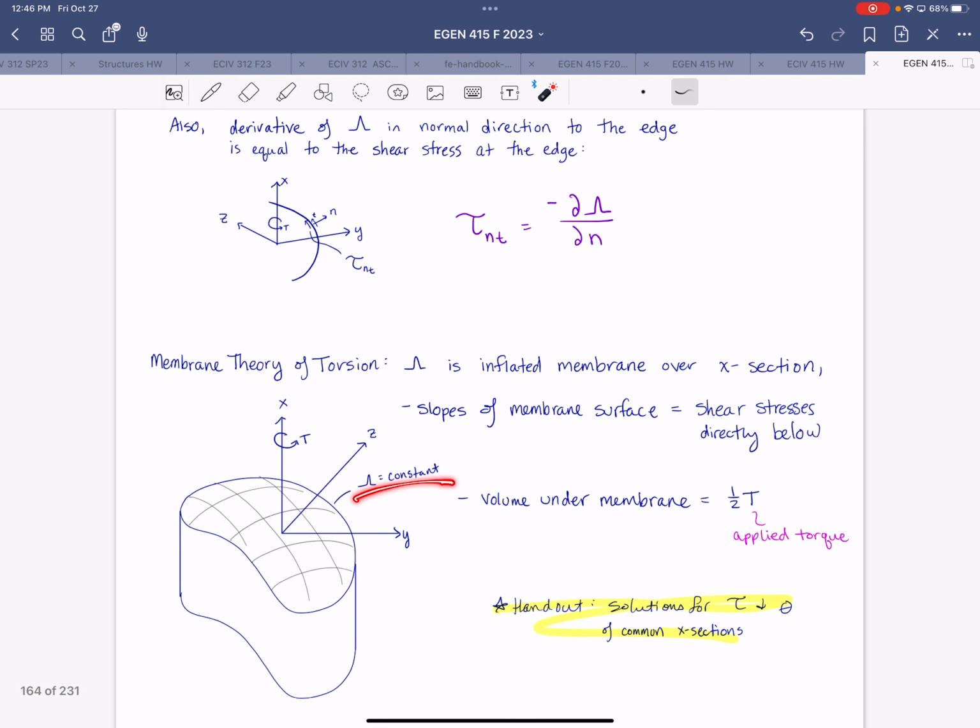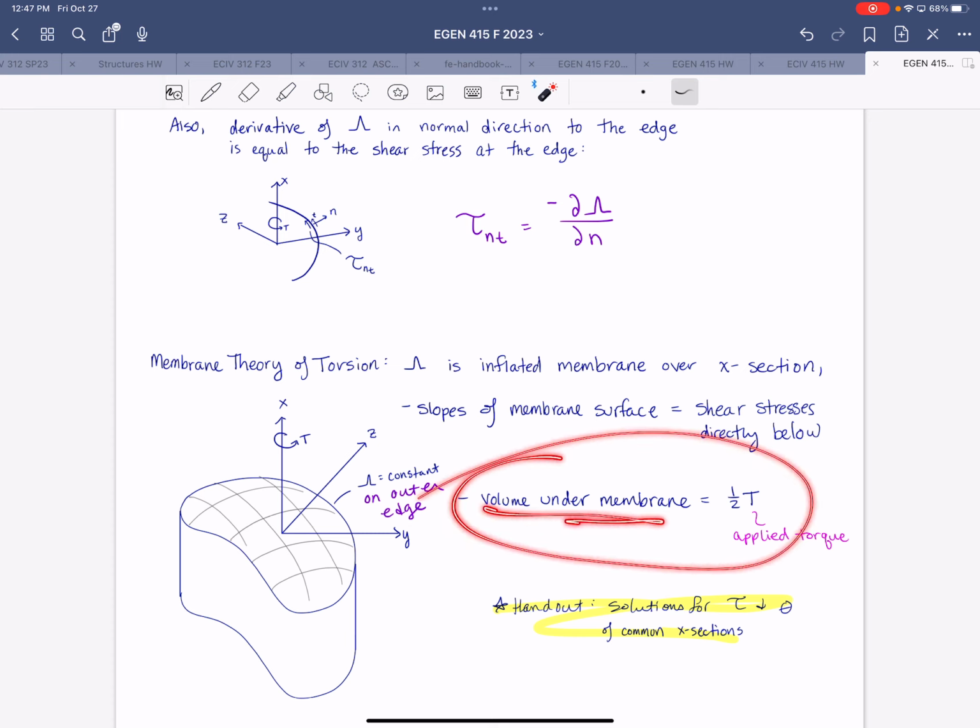So as we mentioned earlier, we already established that lambda is constant along the outer edge, right? That was from the previous page. It doesn't vary. And so if we set that magnitude equal to 0 on the outer edge, we can readily calculate the volume under that membrane and relate it to the applied torque, right?